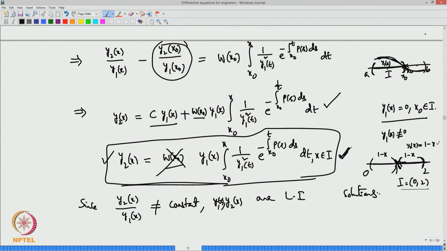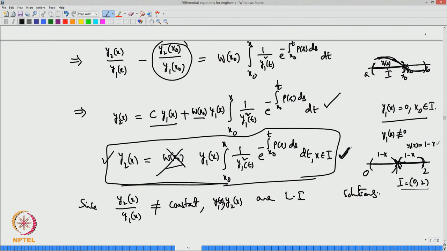This is how we will see in the examples when y1 is 0 at some point, and how you find y2. Even though the formula does not make sense at those points, we will just put it in the formula and get y2, so that actually works. So, this is how you can get a second linearly independent solution once you know one non-zero solution y1(x).